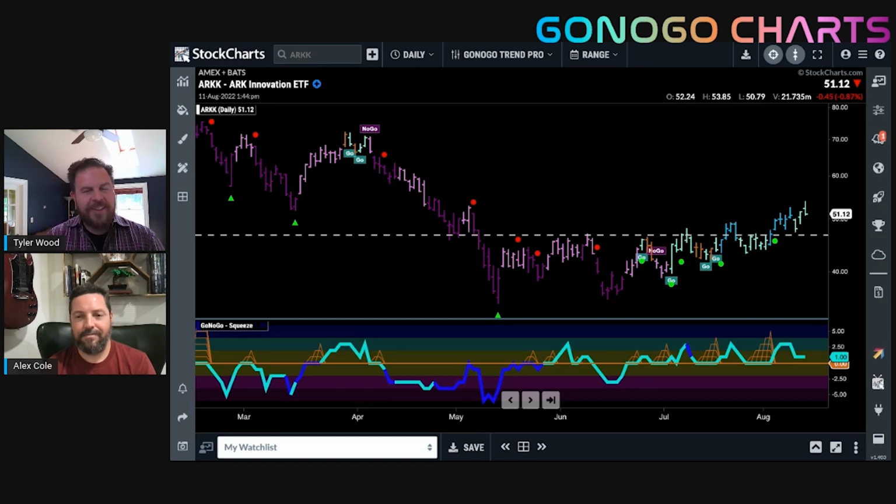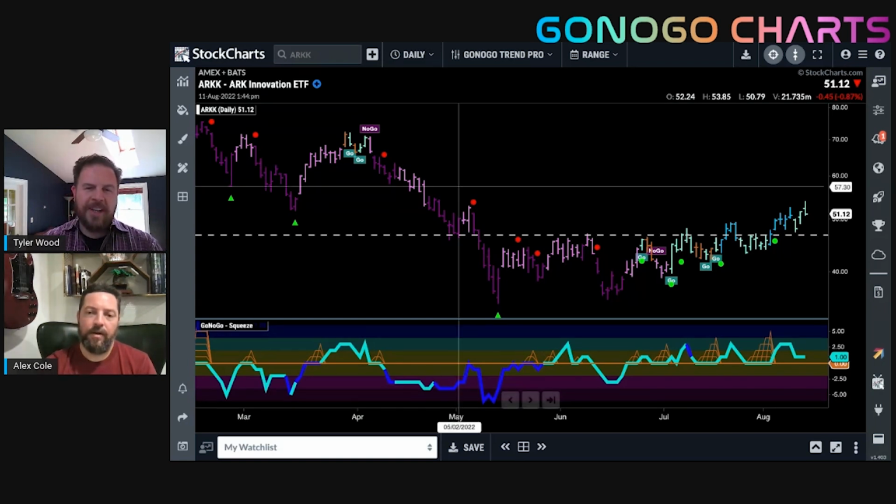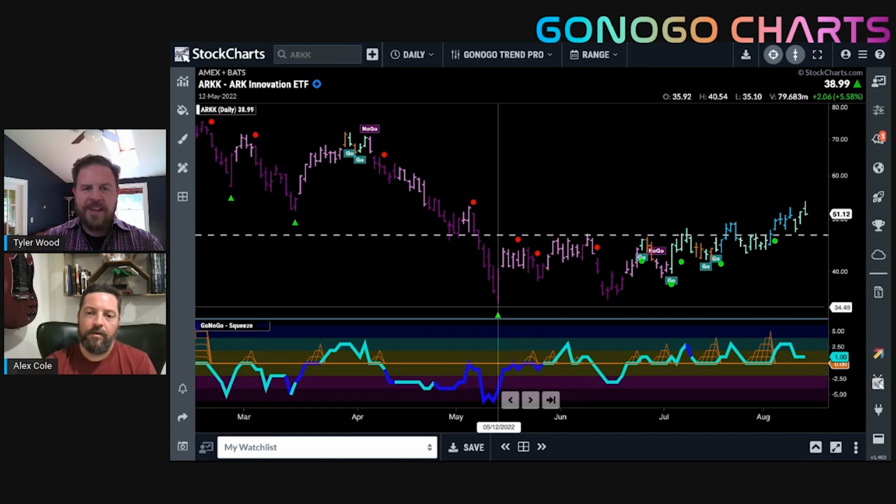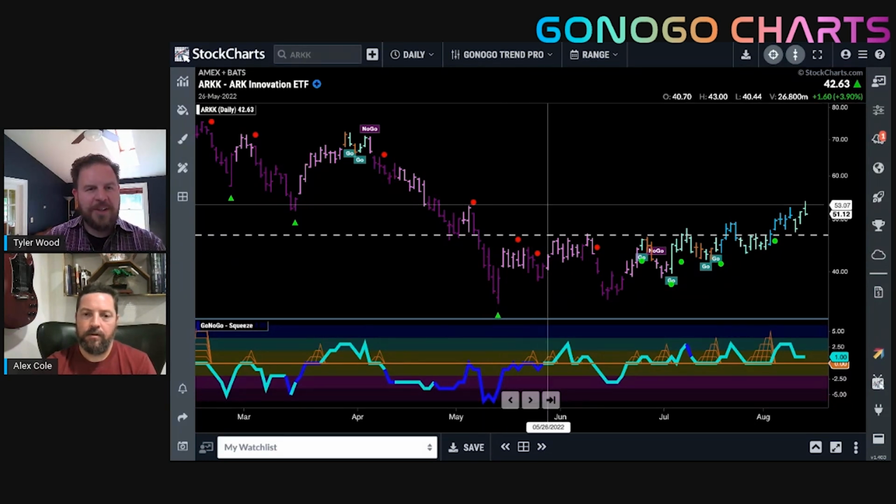And here we are seeing that same basing pattern, the retest of the zero line in the GoNoGo oscillator on Go bars, getting lots of Go continuation icons as we start to pull out of that nosedive. Anything that you would see as a threat to this Go trend in the ARK Innovation ETF?